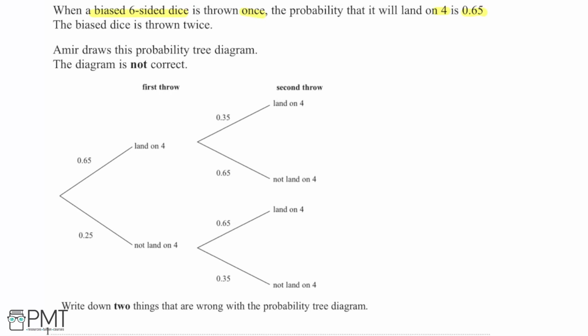So if I have a look at the diagram, we can see that on the first throw, the probability it lands on a 4 and doesn't land on a 4, and then similarly on the second throw, having landed on a 4, it either then lands on a 4 again or doesn't land on a 4.